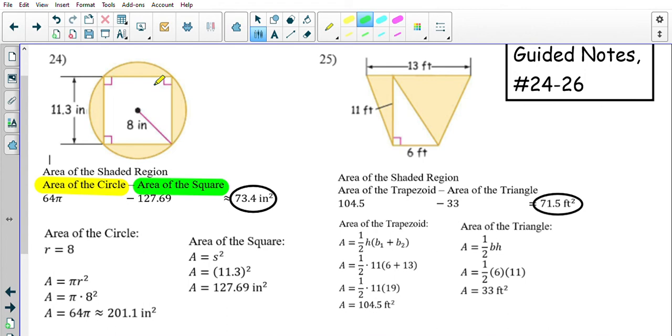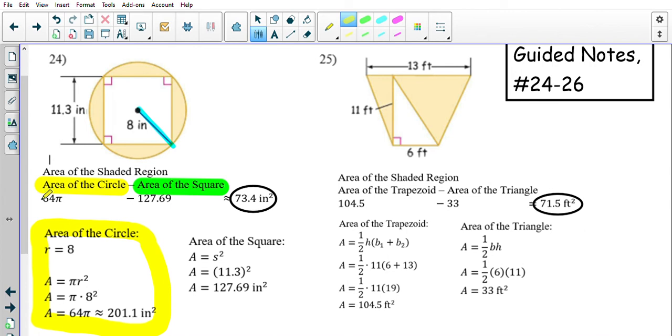So let's start off with the area of the entire circle. The radius of this thing is, I'm going to highlight it in blue, is 8 inches. It goes from the center of the circle to the outer edge. So pi r squared is pi times 8 squared, which is 64 pi, or about 201.1. Now I did use 64 pi up here. So the area of the circle, that's all of this stuff right here.